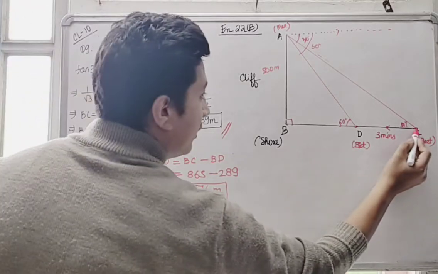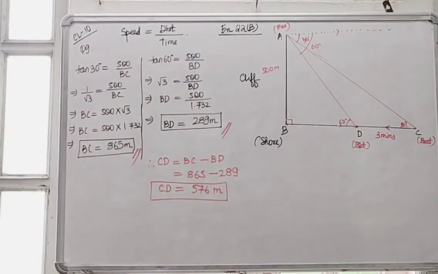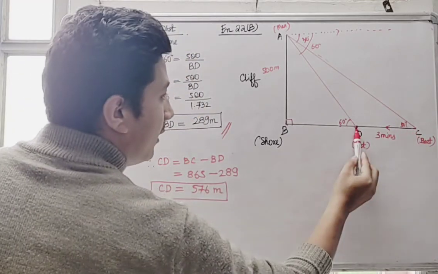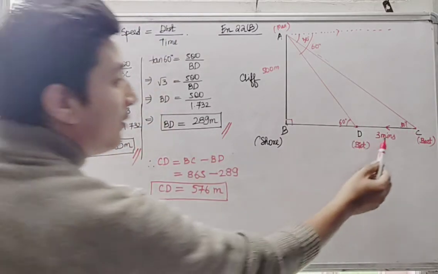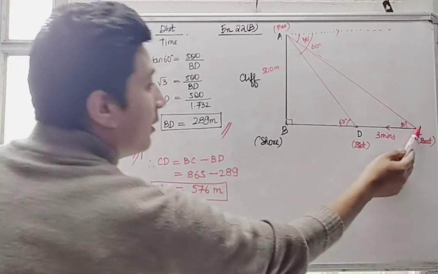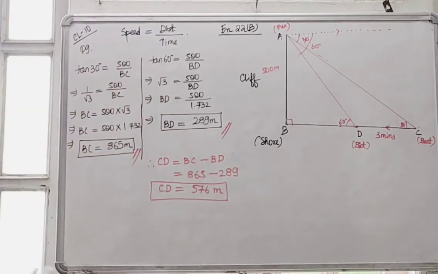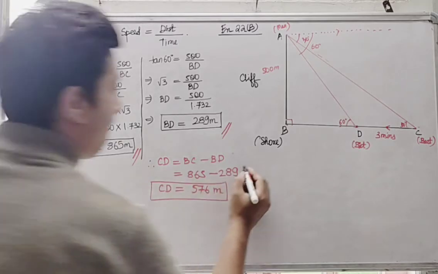So from here to here is how much? 576. And from here to here it takes 3 minutes. So therefore I can find the speed of the boat. Okay, so let's write down.